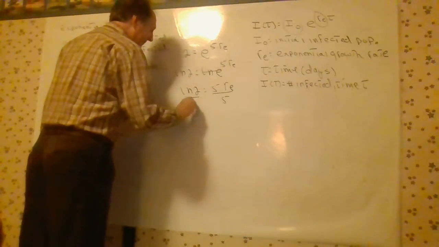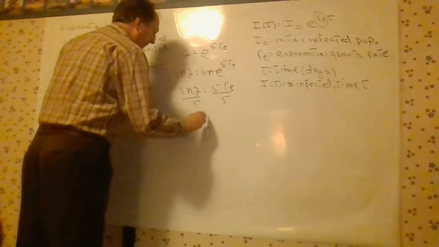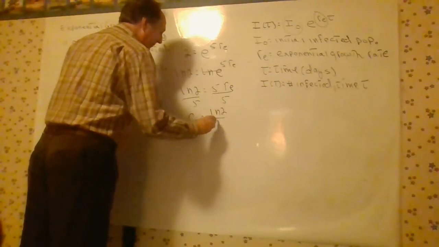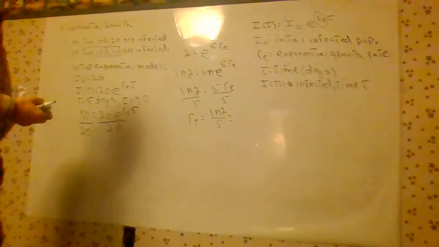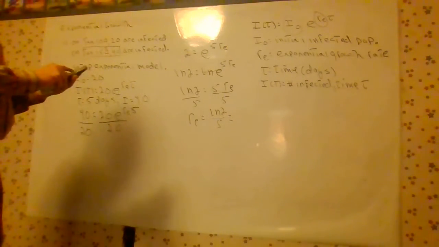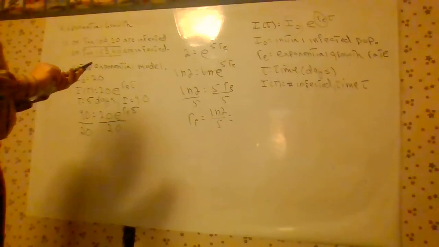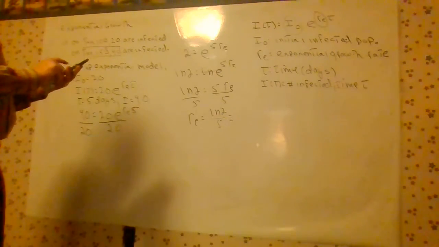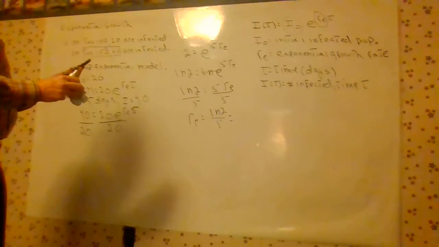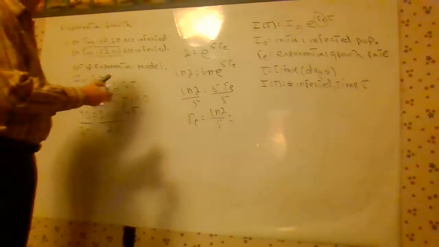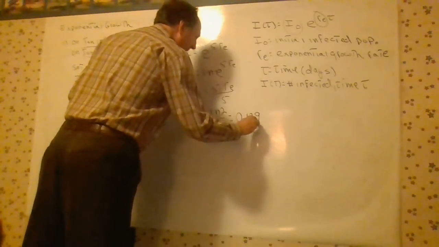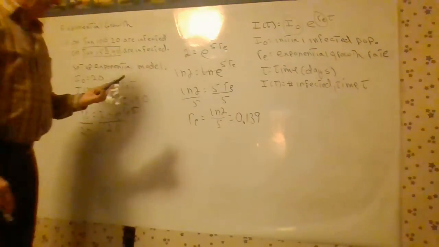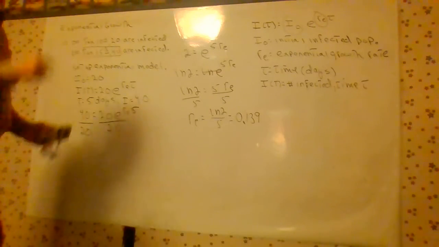Divide by 5. RE is ln2 divided by 5. And we can approximate that on our calculator. Now we end up with 0.139. That's the 3 sig figs. It's 0.1386, but we can round it to 9.